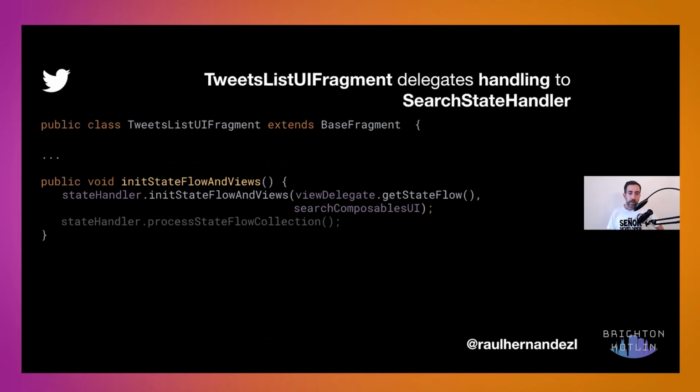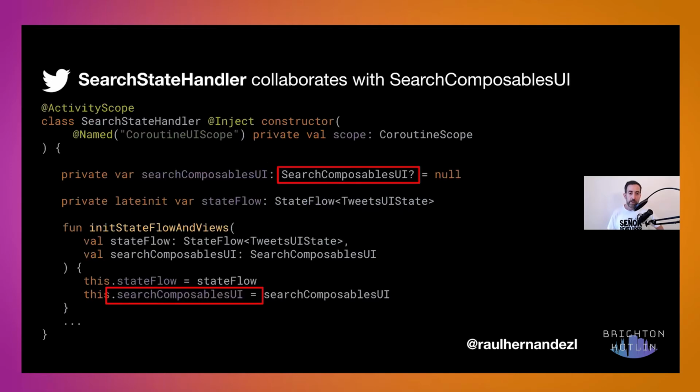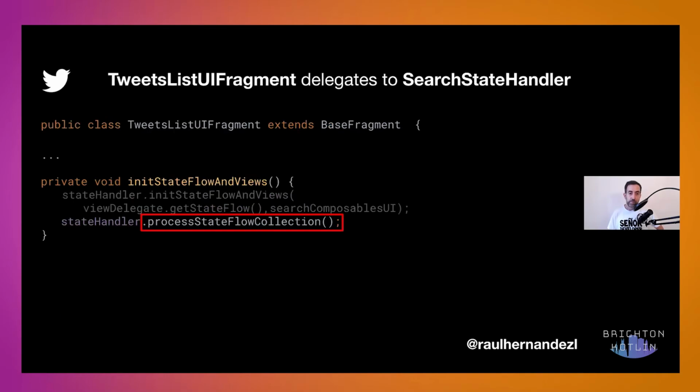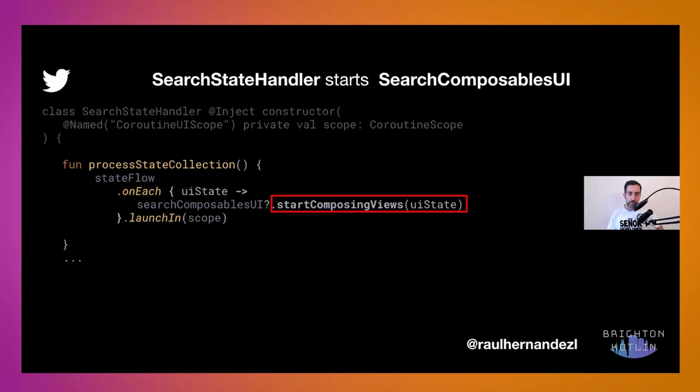Right. Initializing flows with the view delegate with the state flow, and then when we get the state flow, we'll pass this search composable UI and we'll use that when we need it. So the search state handler is going to use the search composable UI and the state flow. Again, this is just initializing things in my state handler and processing the different states for the collection.